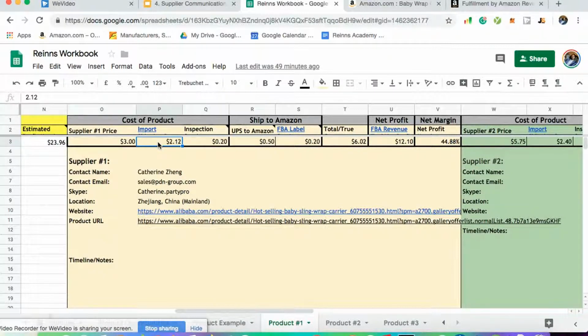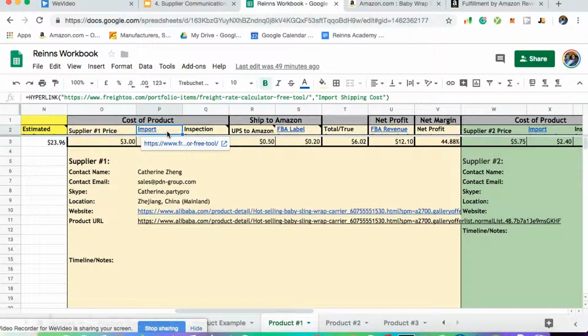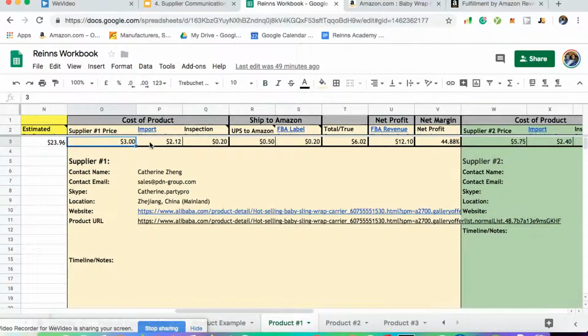The next tab is import shipping cost. There's a link here that will direct you to a tool called Freightos, and I'm going to get to that in a bit. We'll do all the calculations, and after getting this value here, 2.12, I'm going to show you how to get it. You will put that value here, 2.12. That is the value Freightos will give you. The next one is inspection service. For the inspection service, I'm estimating it to be 0.20, like 20 cents.